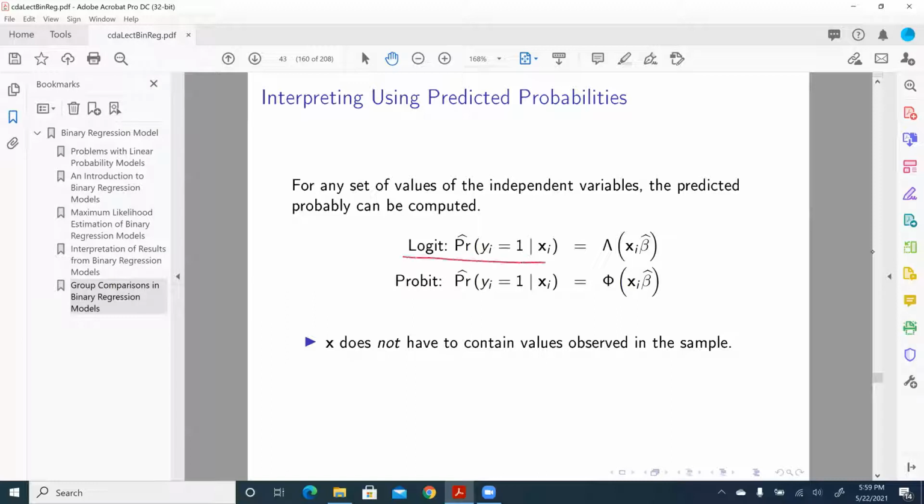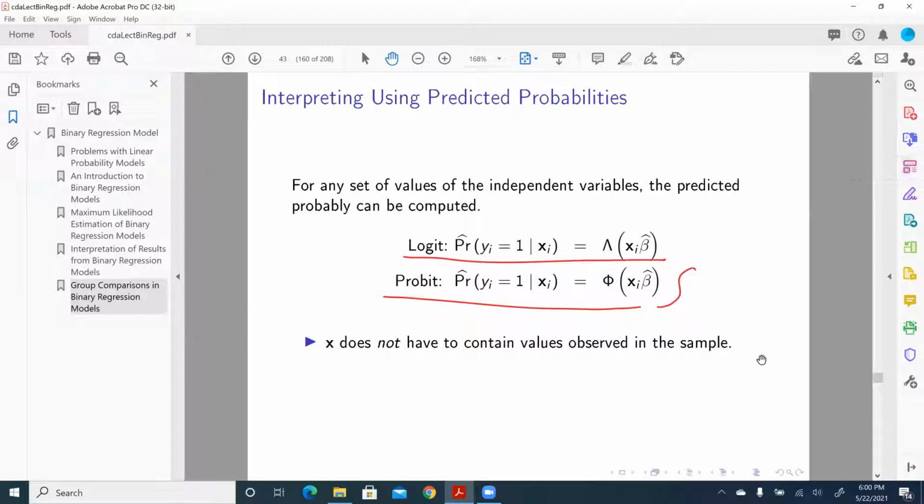First is lambda, as I demonstrated in the last slide, right? It's the exponential of x beta over 1 plus the exponential of x beta. And the probit is the integral from negative infinity to x beta of the probability density function for the standard normal, right? I'm not getting into all the messy mathematical details.